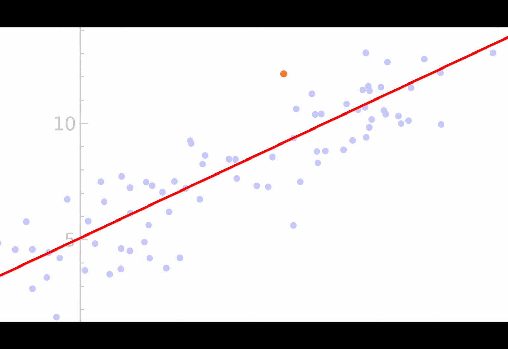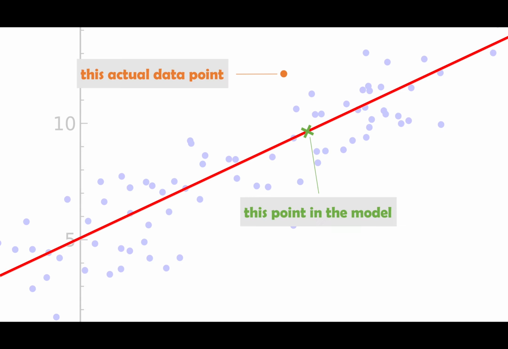Let's take a look at that a little bit more closely. Let's take a particular data point, right? This orange point, it's not on the model, right? It is not part of that linear model. We see the world out there. We have our models, on paper or in a computer, and they're not going to match up.